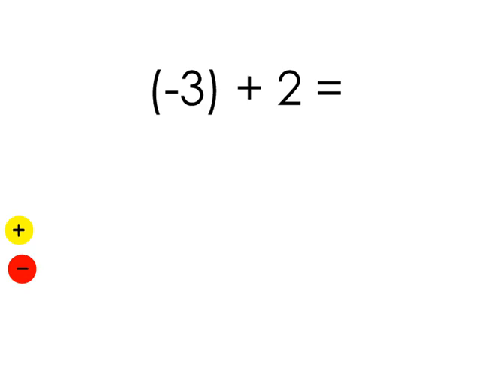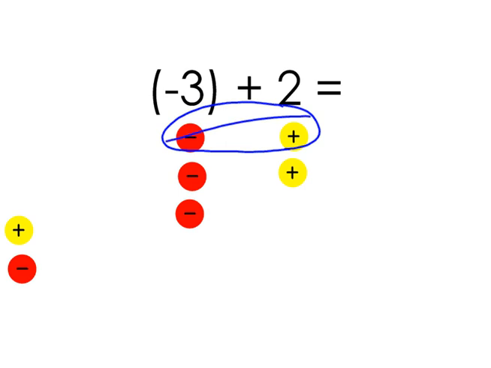Okay, let's do another example like that. This time we're going to start with 3 negatives. 1, 2, 3. We're going to add in 2 positives. Same as before, we're going to cancel out all of our 0 pairs. And this time we're left with negative 1 for the answer. So that's how you can add using the chips.